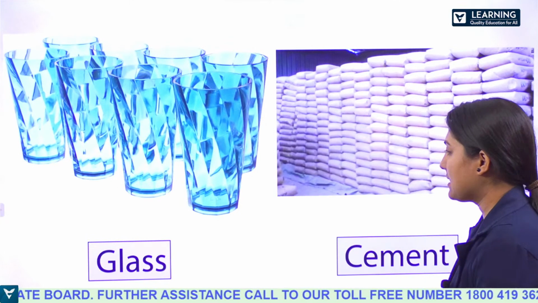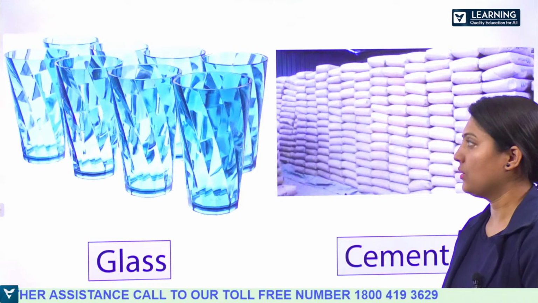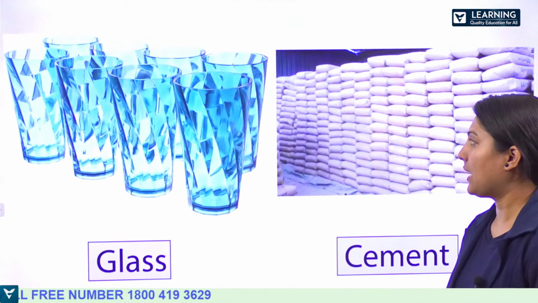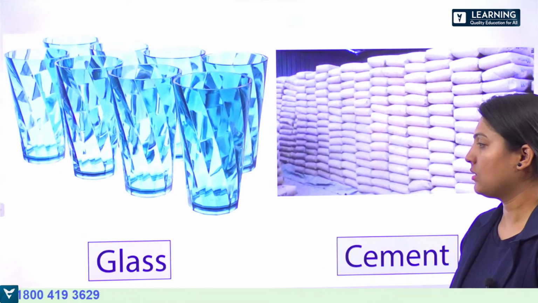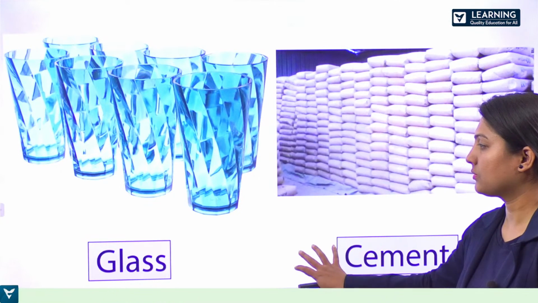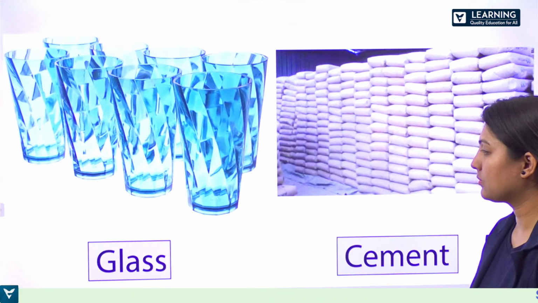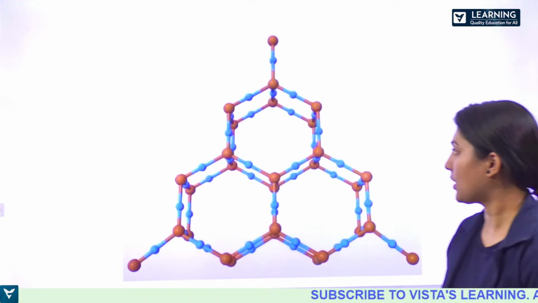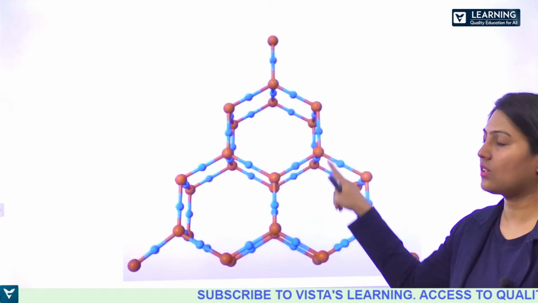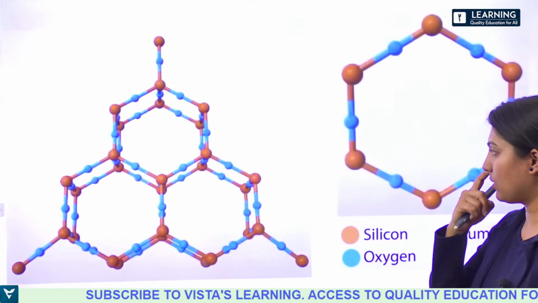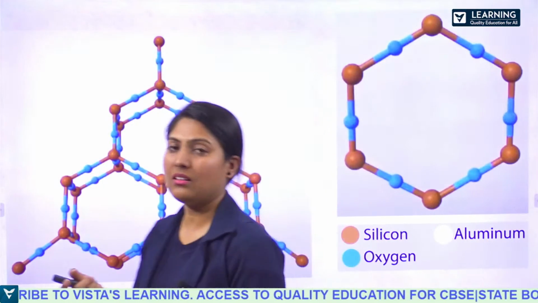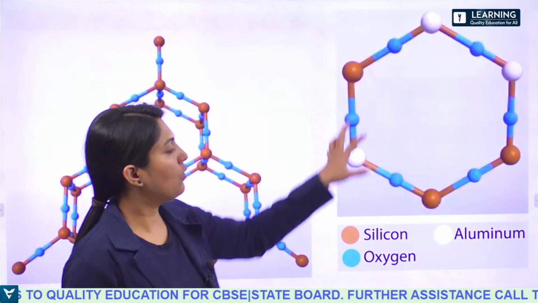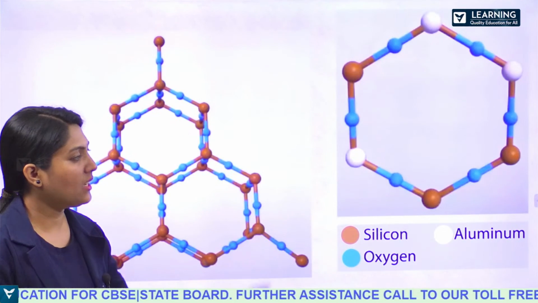So we have glass and cement formed from these silicates, as well as asbestos. So this is the structure, one single layer with the hexagon having silicon, and here this can be replaced with aluminium. So 3 atoms of silicon are replaced by aluminium.